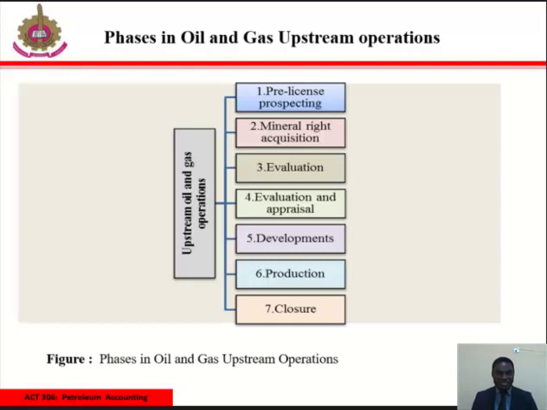We have pre-license prospecting, mineral rights acquisition, evaluation and appraisal, and development. Phase 1, pre-license prospecting, sometimes referred to as pre-license exploration, typically involves the geographical evaluation of relatively large areas before acquisition of any petroleum right. That's the pre-license prospecting. Phase 2 is the mineral right acquisition.